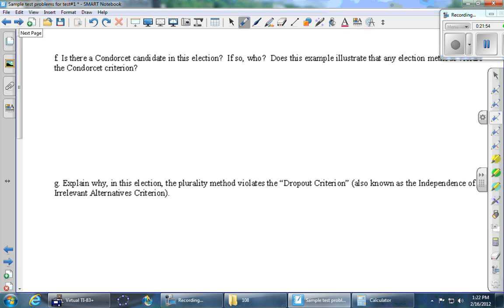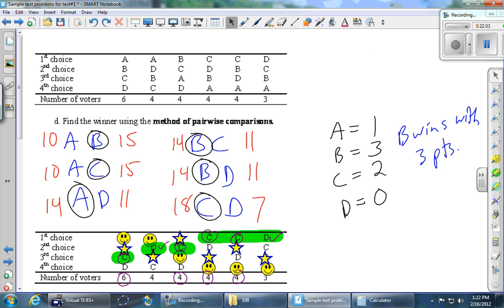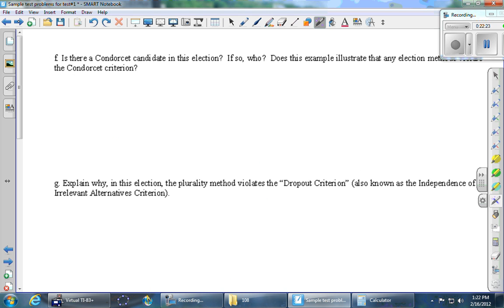Okay, part F. Is there a Condorcet candidate in this election? Remember, a Condorcet candidate is a candidate who beats everybody head-to-head. We don't need to do the work again because we've already done it. It's right here. Method of pairwise comparisons is where we did the head-to-heads. So was there somebody that beat everybody head-to-head? I think the answer is yes. If you take a look, B beat A, B beat C, and B beat D. So B was the Condorcet candidate because B beat everyone head-to-head. So yes, B beat everyone head-to-head.